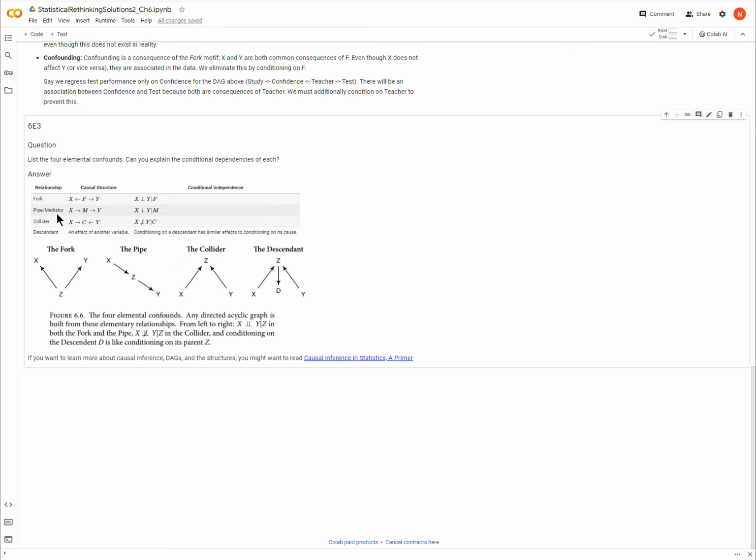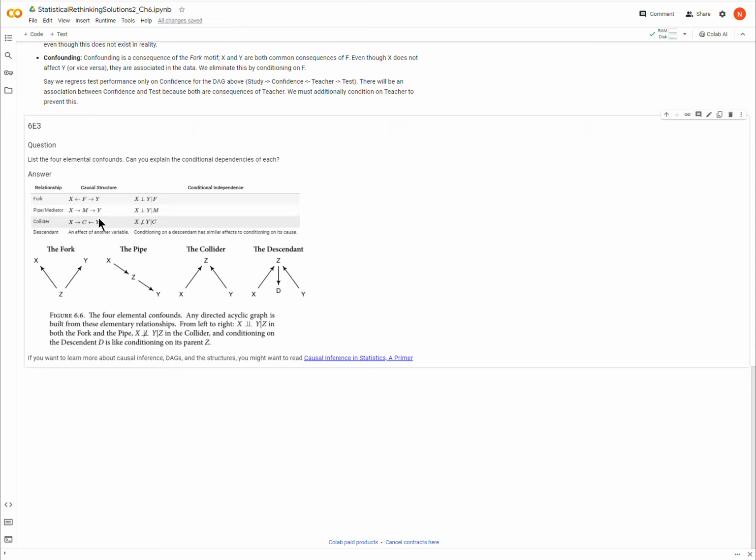Okay. Next is the pipe, or I often call this the mediator, where x affects y via some other variable, m, I call it, or z in the depiction down here. So again, let's think about this. In the data set, it will seem as though x and y are associated with one another. The reason is because x affects m and m affects y. So in kind of a drawn out way, x is in fact causing y, even though it's happening through m.